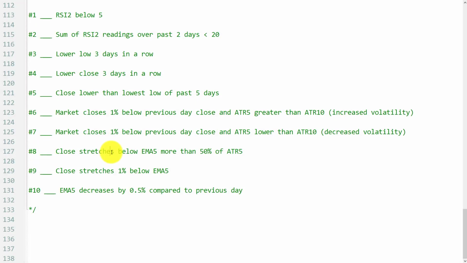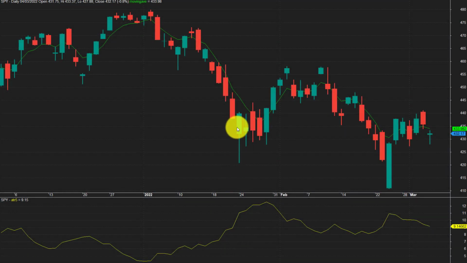Going back to my list, I have number 8, which is that the closing price of the SPY stretches below the exponential moving average with a period of 5, more than half of the ATR 5. So this is typically called an EMA stretch kind of setup. So let me visualize that as well to give you a better understanding of what this is. I've got the exponential moving average with a period of 5 applied on my chart here. And then below the chart, I've got ATR with a period of 5.